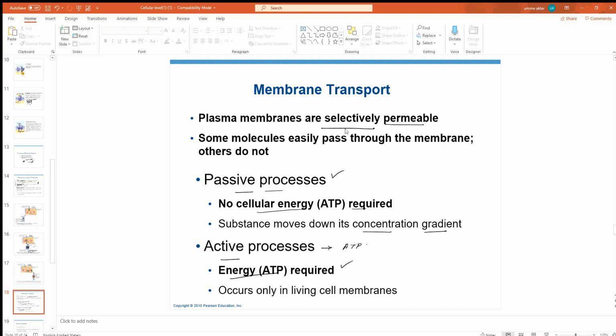Like if you want to cross a river, if the current is in your favor, then you don't need to use energy, right? The waves will take you, the current will take you from one side to the other side. That is passive. Now if you want to go against the wave or against the current, then you have to start the engine. You need to use energy. That is active.